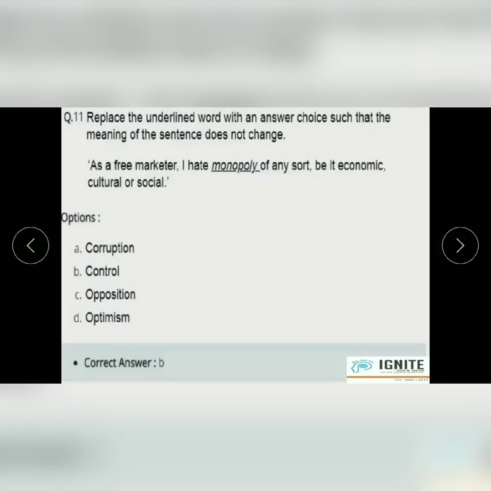Okay, next 5 questions, that means question numbers 11 to 15, are from general English. Question number 11: replace the underlined word with an answer choice such that the meaning of the sentence does not change. As a free marketer, I hate monopoly of any sort, be it economic, cultural or social. Options are: corruption, control, opposition, optimism. The correct answer is option B, control.